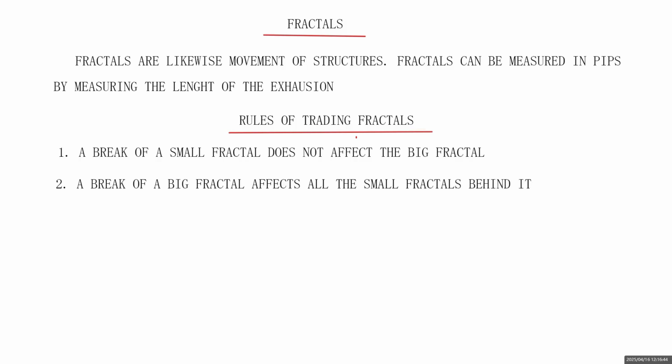Okay, so how do we apply these rules and the definition of fractals, saying that fractals are likewise movements of structures? This is the plain chart. For example, if we see prices make movements like this, push exhaustion, these are big fractals. Then we see prices start small fractals here of push exhaustion, push exhaustion, push exhaustion. Like we said, fractals can be measured by the length of the exhaustion. Like you can see, these three exhaustions here are smaller in comparison to these big exhaustions here.